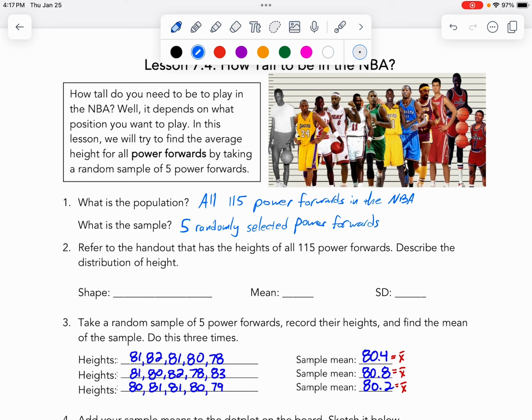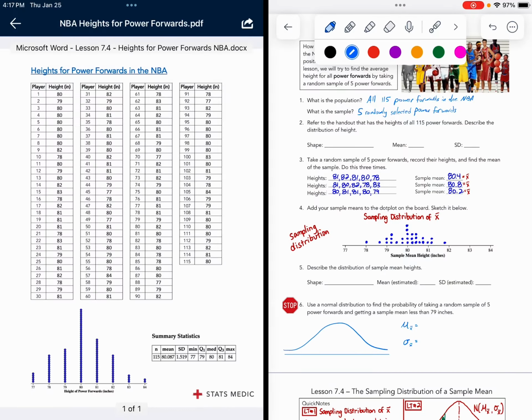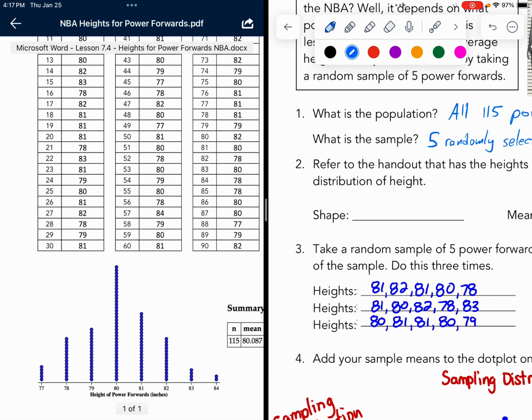It says number 2, refer to the handout that has all the heights. Describe the distribution. Let me go back to that. So what did it look like? It's down here in the corner. So there's all the blue dots. Well, to me, that looks very, very normal. So I'll say approximately normal. Remember, we always are kind of hedging, being careful. We never say, yep, it's perfectly normal. We'll say it's approximately normal.